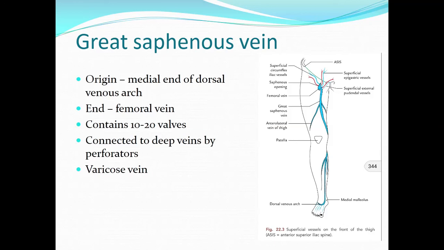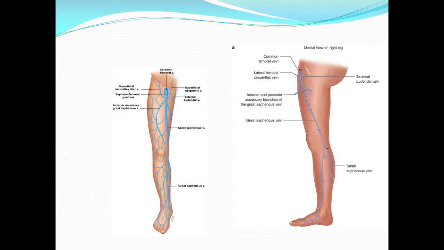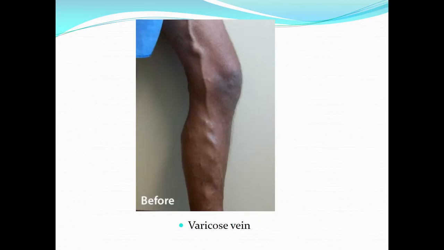So this is one of the superficial veins, and superficial vein is connected to deep veins by perforators. If there is any pathology of valves or perforator, then there will be collection of blood in the vein, which leads to dilatation of vein, which is known as varicose vein. So these are the photographs showing the great saphenous vein. Here is the photograph showing varicose vein.